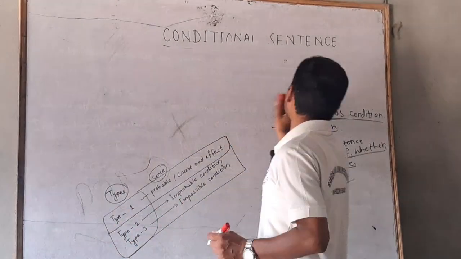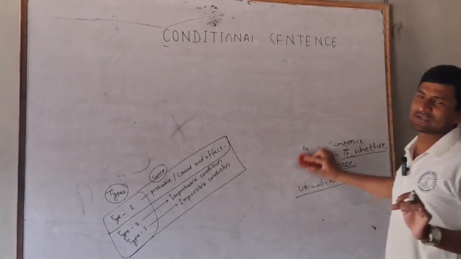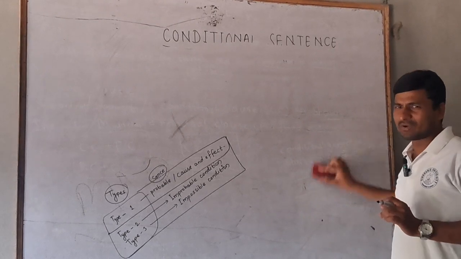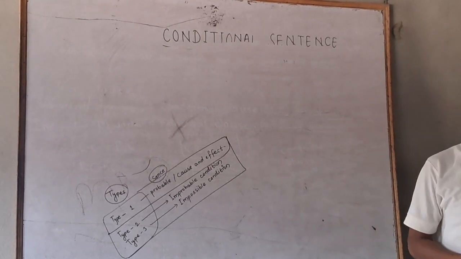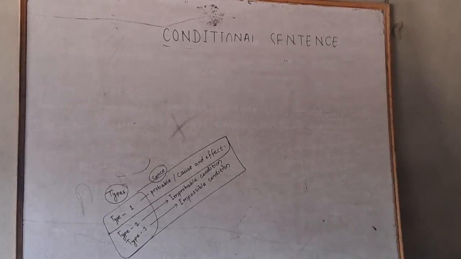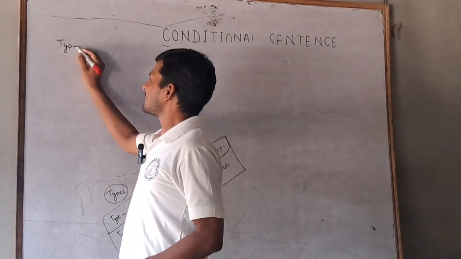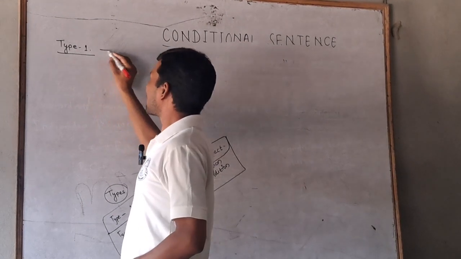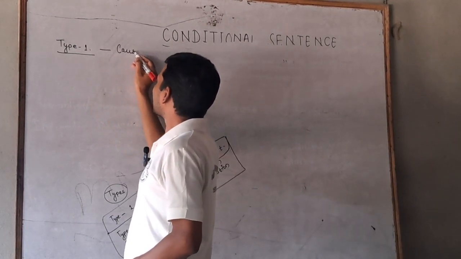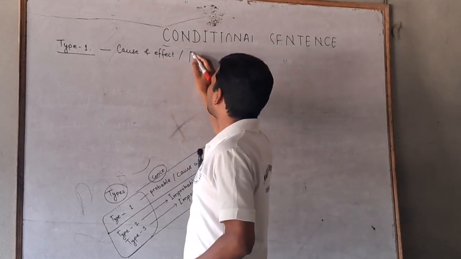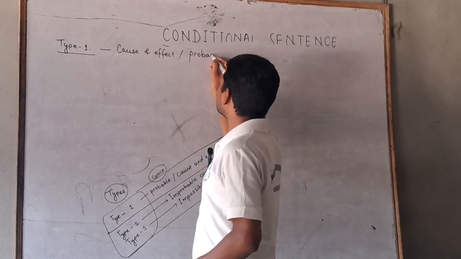Some grammars tell there are 4 types, similar things, where they do type 0 and type 1. You do not have to worry a lot about this. Now you have to know type 1 in detail. Type 1 gives the sense of cause and effect, my dear student, or probable condition.